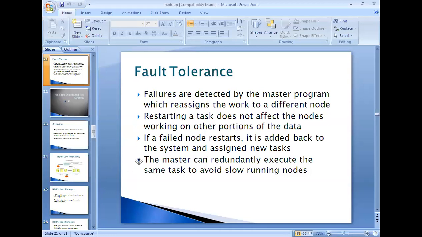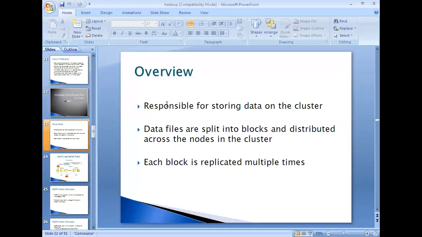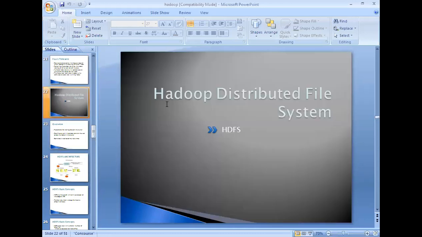And the master can redundantly execute the same task to avoid slow running nodes. So it executes the same task to avoid the slow running nodes, depending upon the performance of those nodes. Now, in the next class, we will start the Hadoop Distributed File System. Until then, we have discussed the basics of Hadoop. We will discuss the remaining part in the next class.